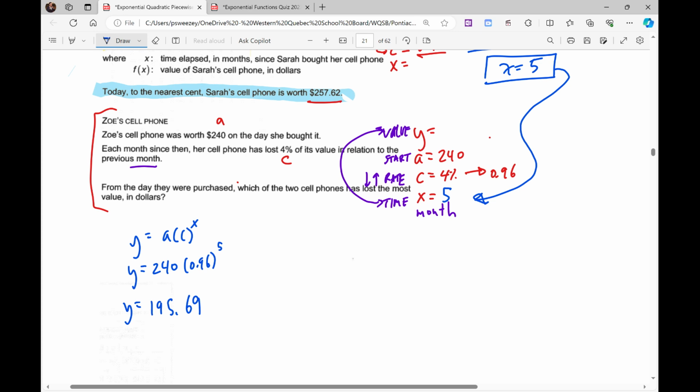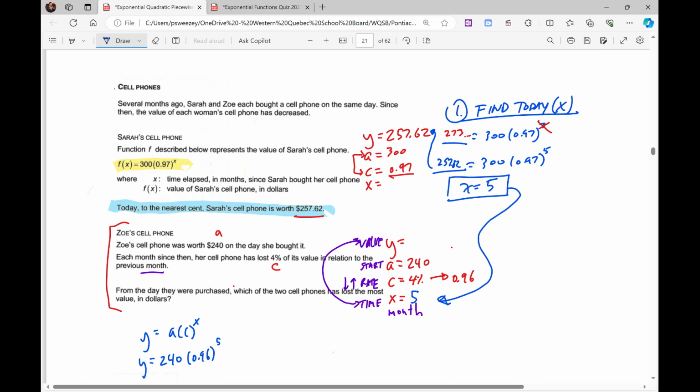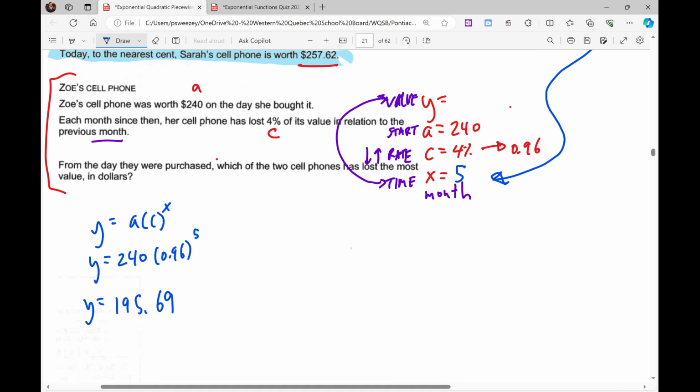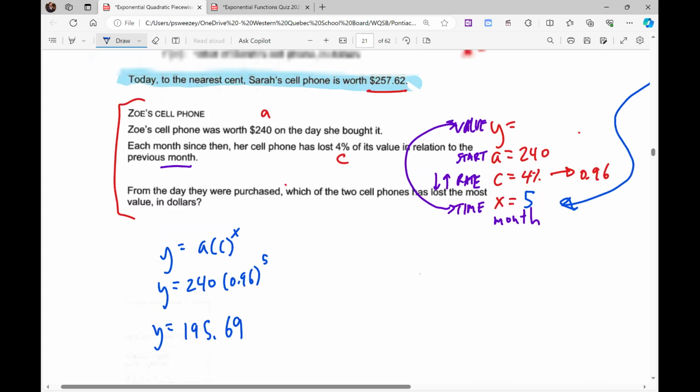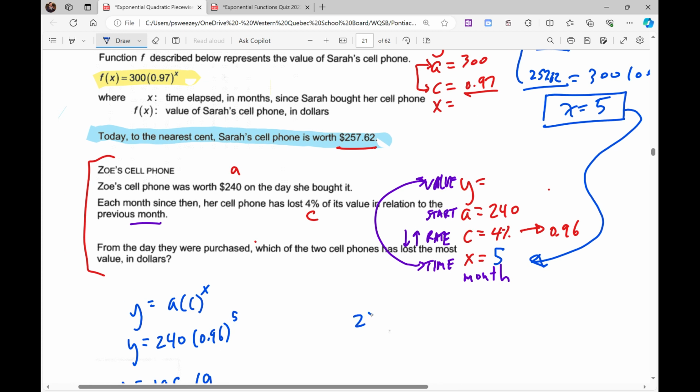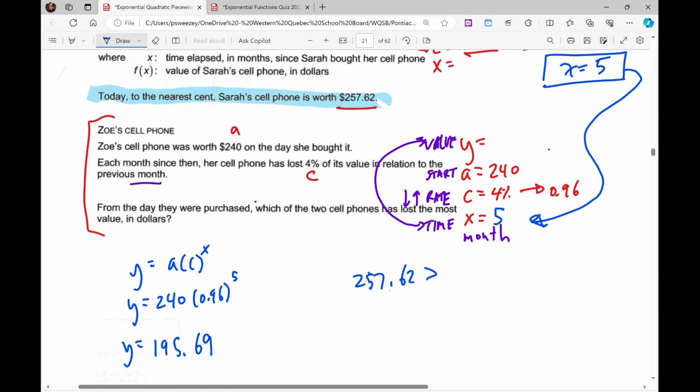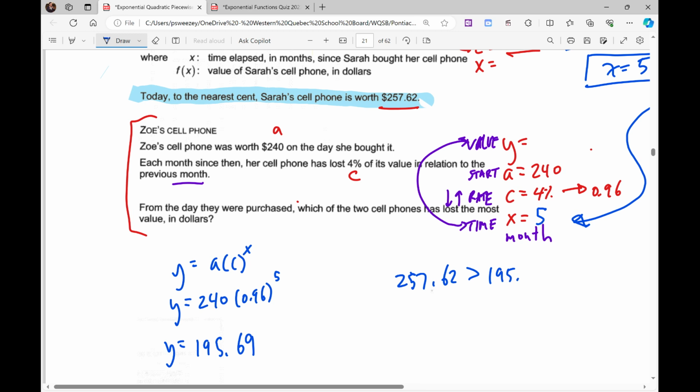Now, if you got to there, I'd be so happy. That's like 8 out of 10, 9 out of 10. Kids will often trip at the finish line on this one. Totally get it. But you've done the bulk of the work, right? So now it's a matter of what was the question asking again? From the day they were purchased, which one has lost the most value in dollars? So I'm not looking at whether or not 257.62 is greater than 195.69, right? I'm not writing that. It's not about what the value is today. It's how much it lost in value.